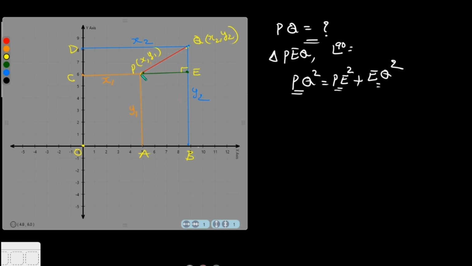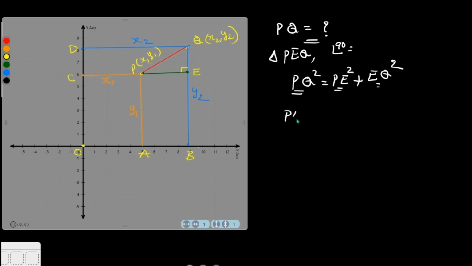So, now how do you find this PE distance? We know the total distance from C to E, right? C to E is how much? That is equal to DQ, that is equal to X2, right? So, now how do we write PE here?